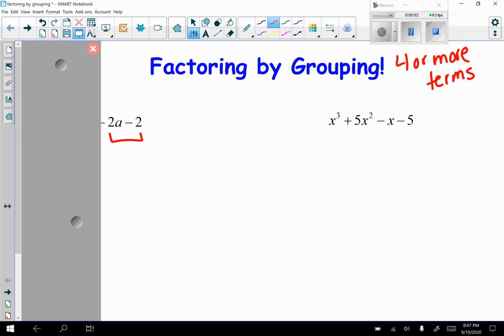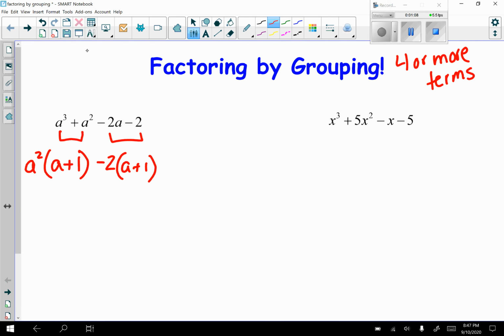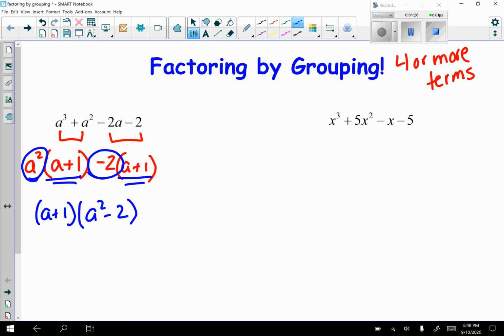And then I group the other 2 terms together, and I'm going to pretend the first 2 don't exist. When I group these 2 together, their GCF is a negative 2. When I take that out, I end up with a plus 1. And now if I look, this term and this term are in common. They're a GCF. So I'm going to take that piece out, and then I'm left with a squared minus 2. So this is my factored form.